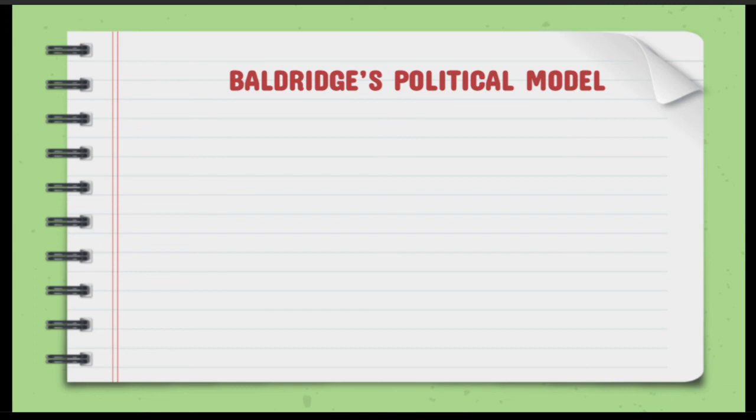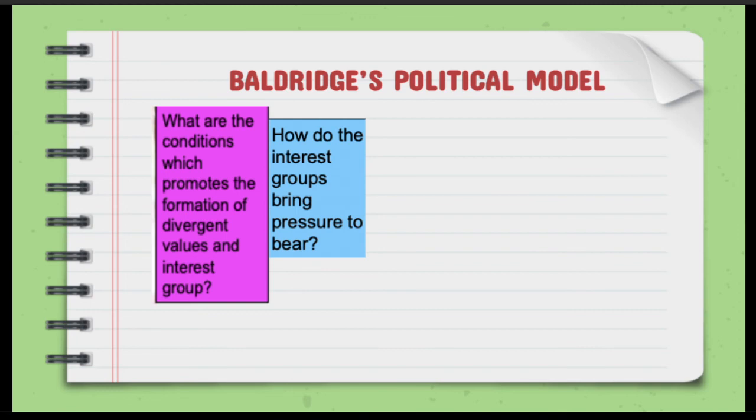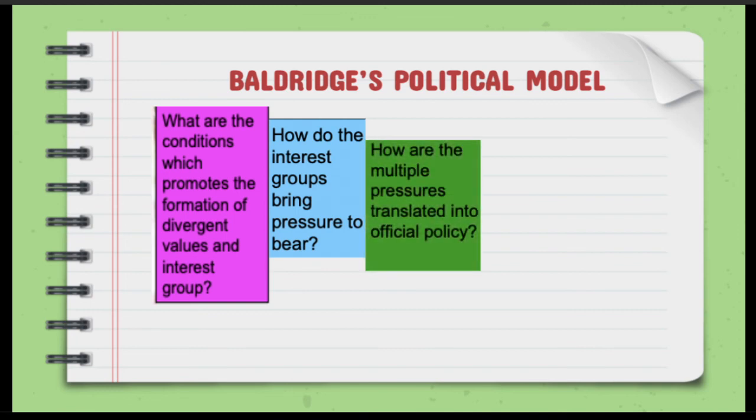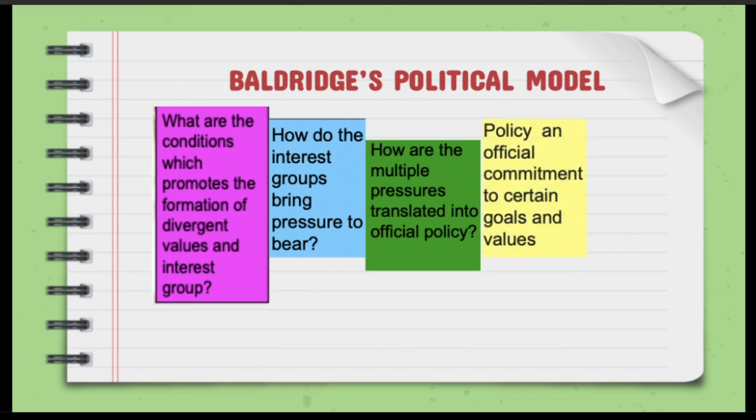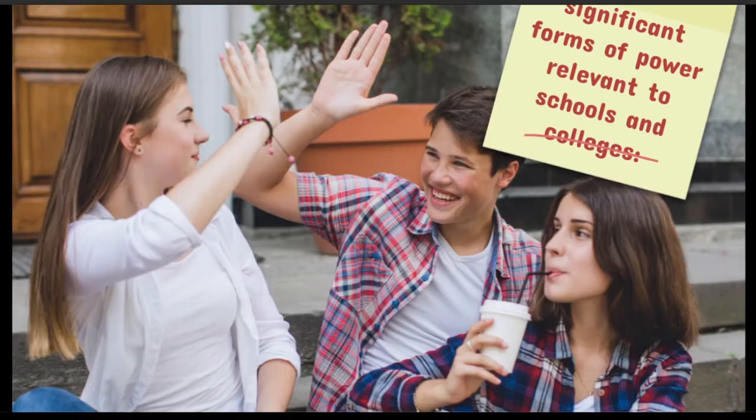According to Baldridge political model, we have to take note of the following questions. What are the conditions which promote the formation of divergent values and interest groups? How do these groups bring pressure to bear? And how are the multiple pressures translated into official policy? Is that policy an official commitment to certain goals and values? And policy execution. So we can find this in the social context, articulation, legislative policy, and execution policy. After which, there will be a feedback process with the generation of new political conflicts.